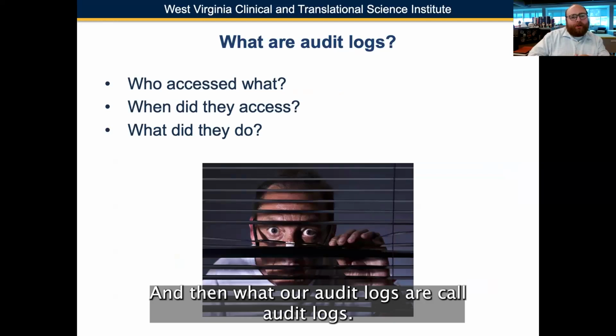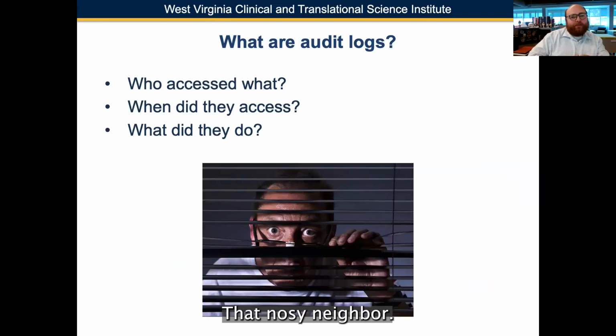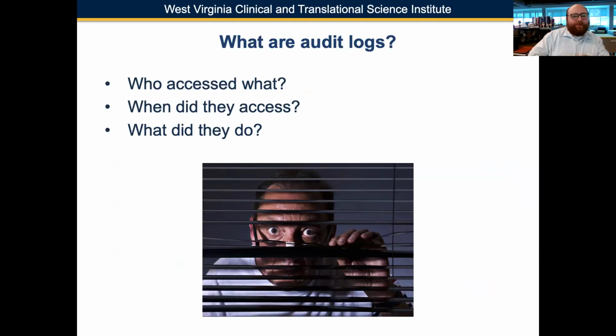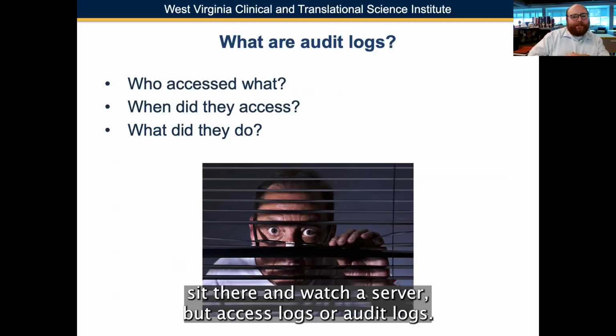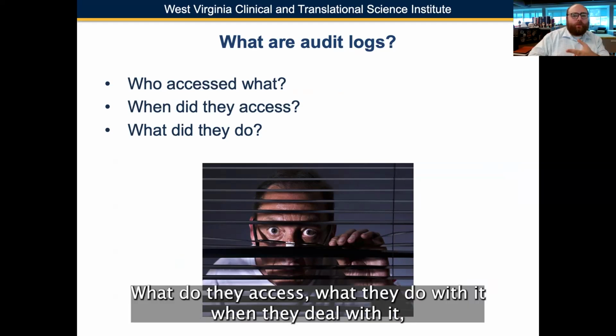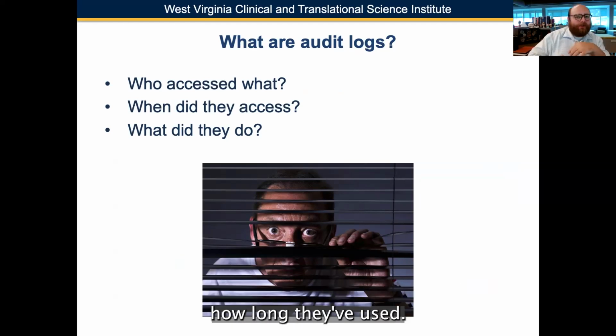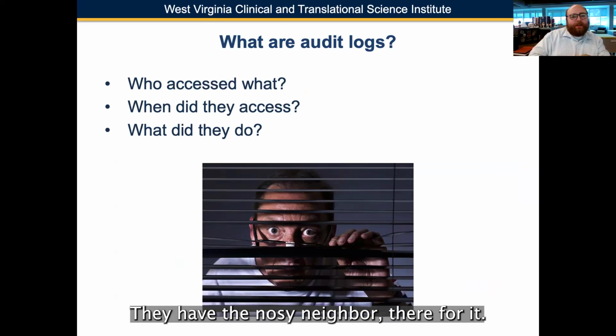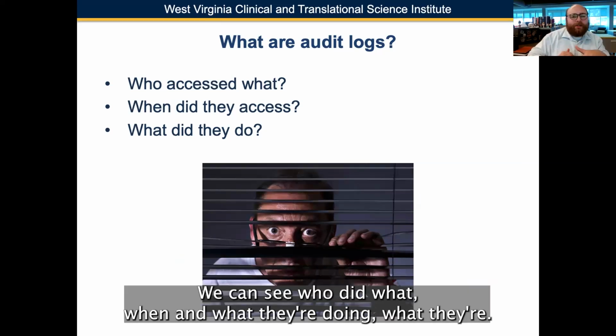And then what are audit logs? I call audit logs that nosy neighbor. This is the best security system out there. Not necessarily having a nosy neighbor sit there and watch a server, but access logs or audit logs let us see who accessed the data, what did they access, what did they do with it, when did they do it, how long did they use it. And that's why we need to use approved transfer methods. They have the nosy neighbor there for IT. We can see who did what, when, and what they're doing with it.